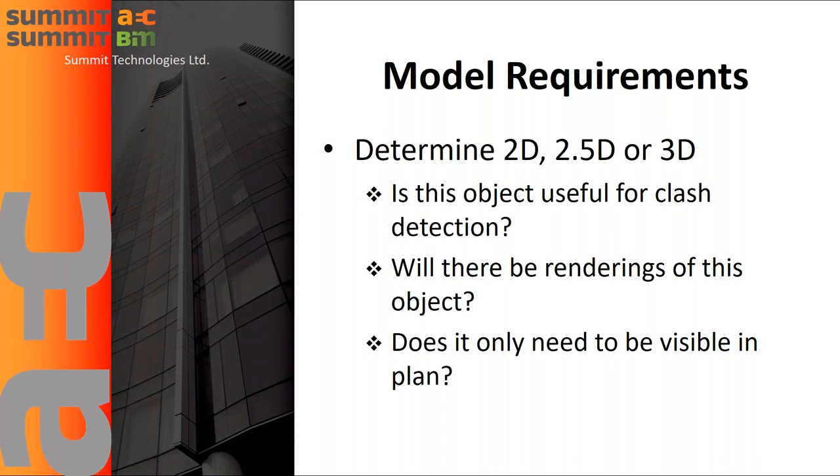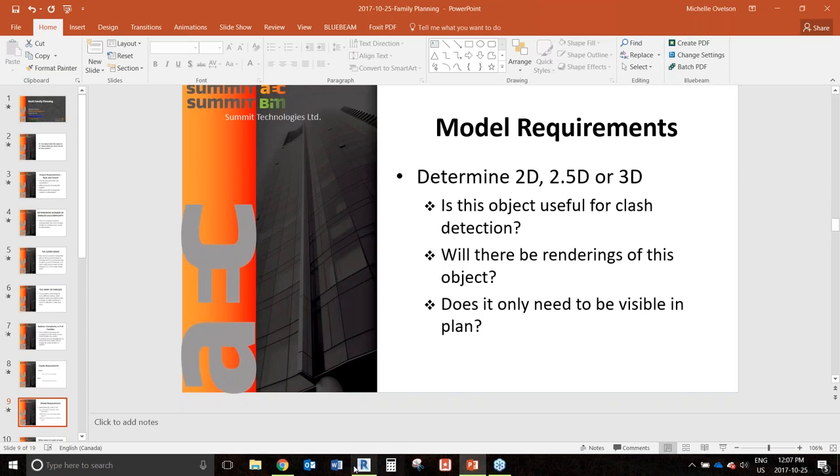The next thing is, does it only need to be visible in plan? This is where you're debating between the 2D versus the 2.5D. So if you've gone through this and you've decided, for this particular object, it's in a janitor closet, we're never doing renderings of it, it's not important for clash detection. We do need to see it in 2D in plan and in elevation. So then maybe you're thinking, okay, maybe we can just do it with line work in a 2D plan and a 2D in elevation. That's where we get to the 2.5D family, where you go in and draw representations with line work in plan and in elevation. So I'll show you what that looks like.